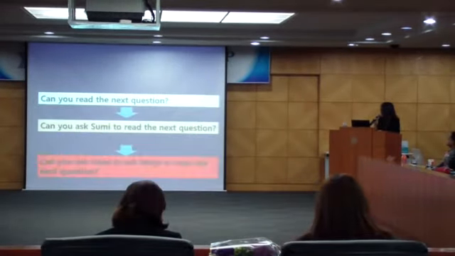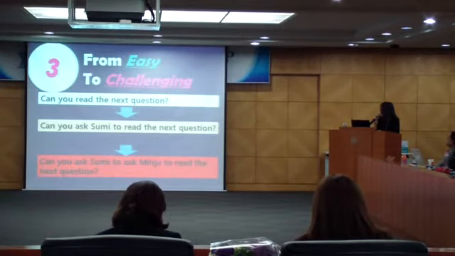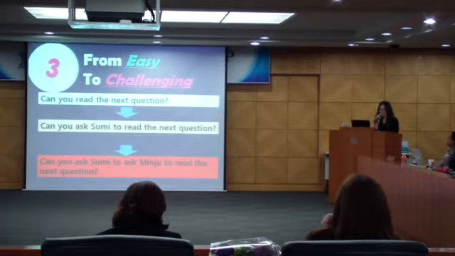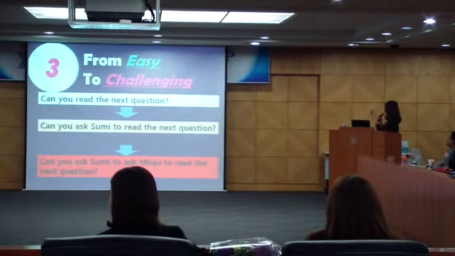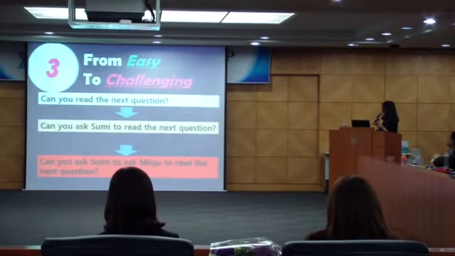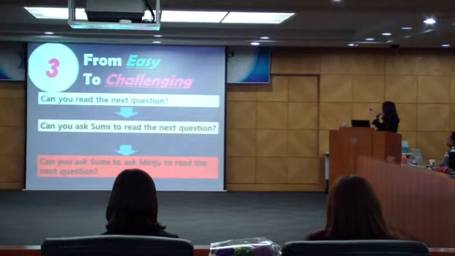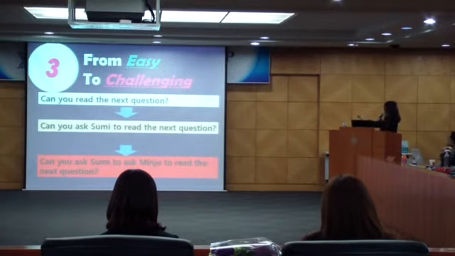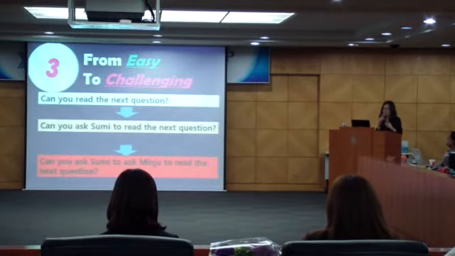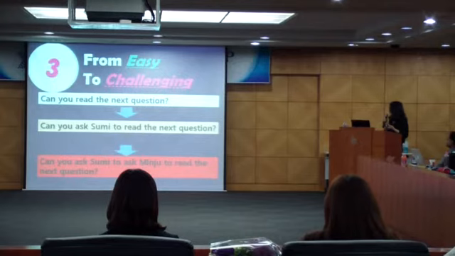And the next one is this. From easy to challenging. Always we have to remember this. Do you remember the slide which says keep it simple, stupid? So from easy to challenging. First, maybe in March, I use this kind of structure, can you read the next question? And then in April or May, I would ask the second question. And at the end of the semester or school year, I ask the red sentence for students so that they feel gradually comfortable about using difficult levels of sentences.